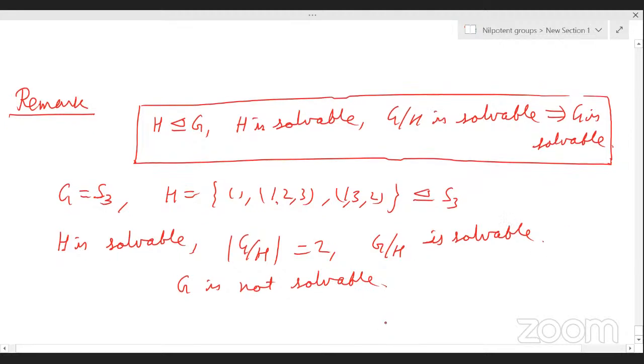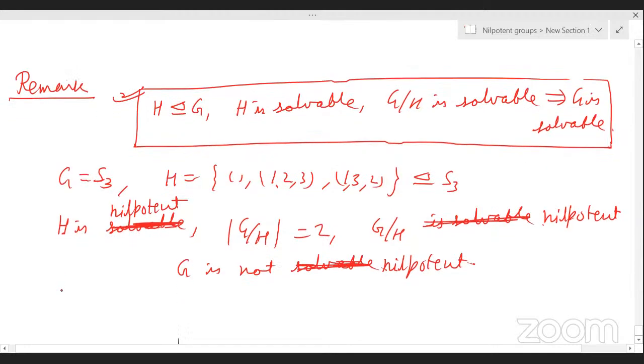So this thing is not true in case of nilpotent groups. H is nilpotent. G/H is nilpotent because its order is 2 and it is abelian, so nilpotent. And G is not nilpotent. Okay. So the result which is true for soluble groups is not true for nilpotent groups.